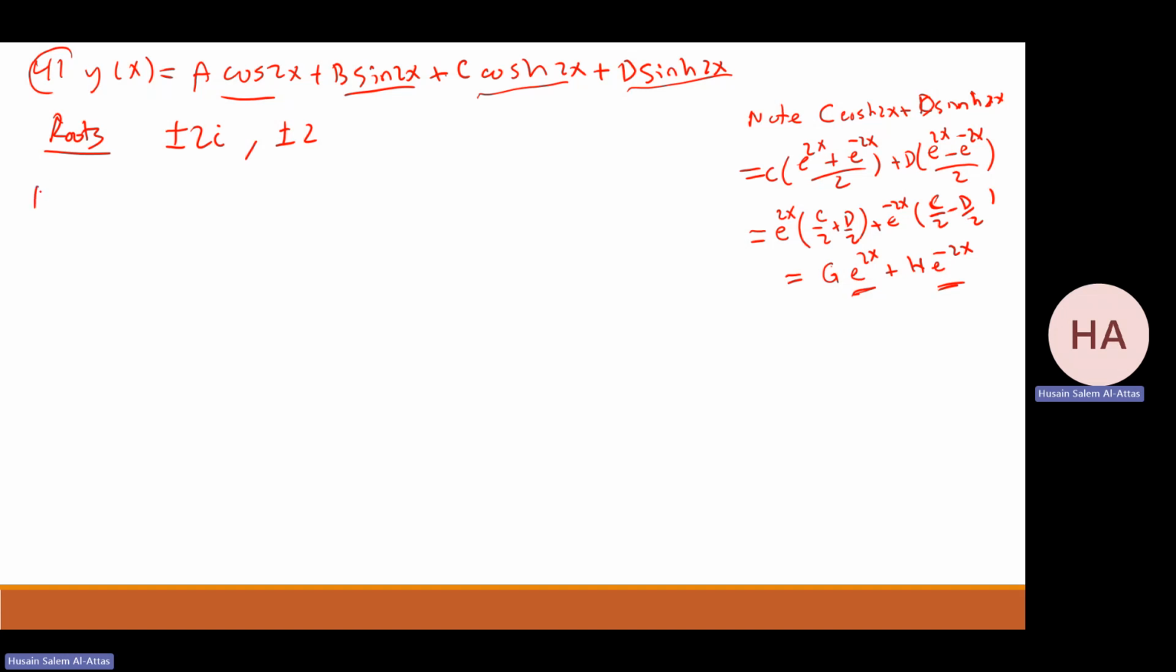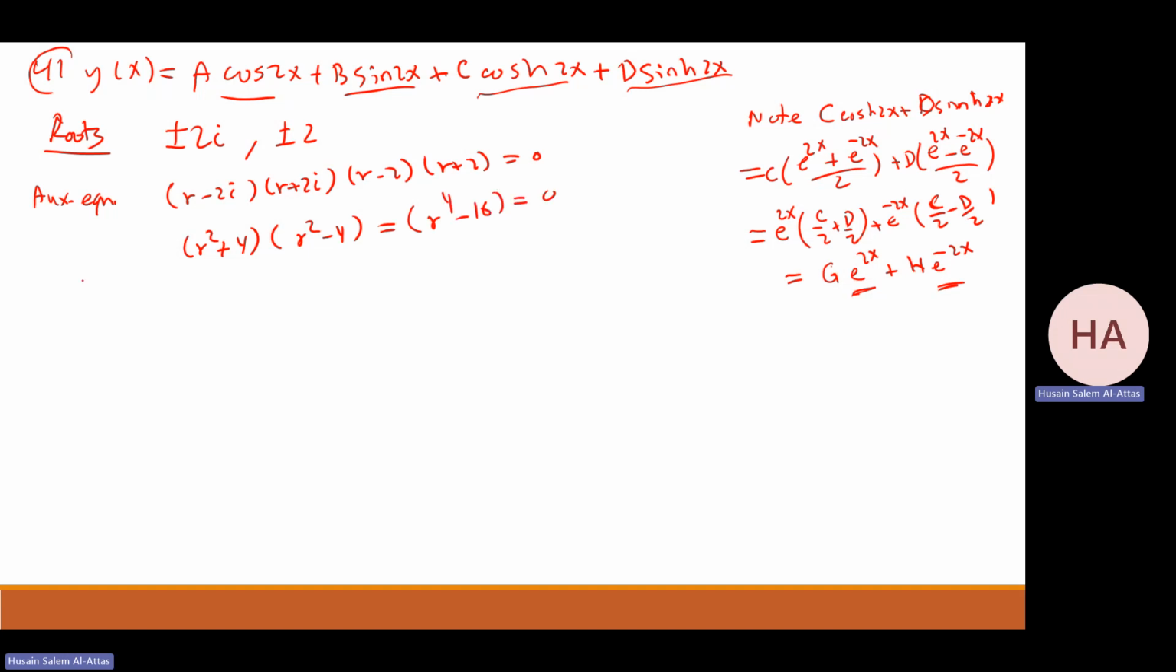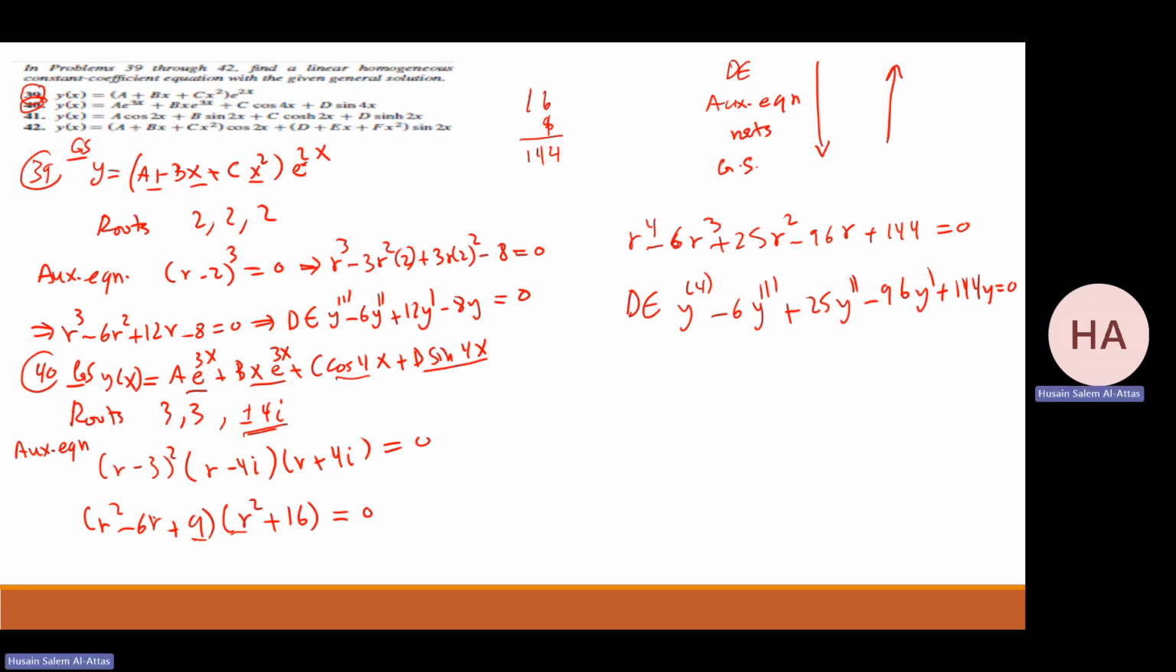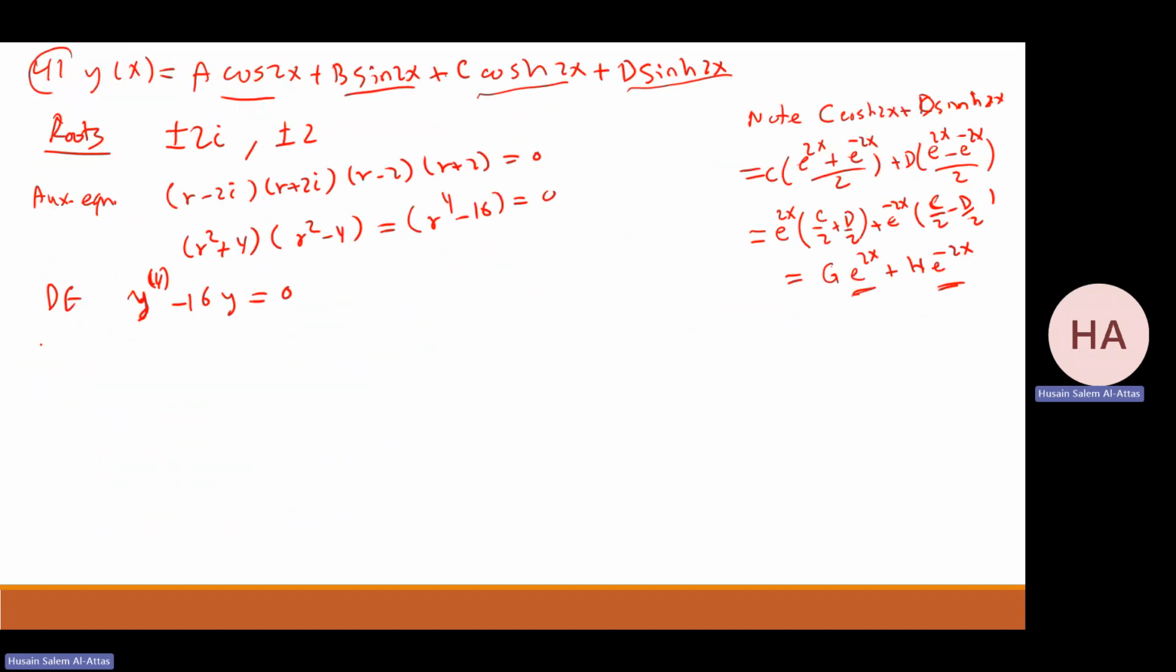Now we'll do the calculation, auxiliary equation. The rest is just calculation. I have r minus 2i, r plus 2i, r minus 2, r plus 2 equals 0. So I have r squared plus 4 times r squared minus 4, which is r to the power 4 minus 16. So the differential equation, the fourth derivative minus 16y equals 0. That will be the solution. The last one, which is, wow, seems to be complicated. Complicated in the calculation only.